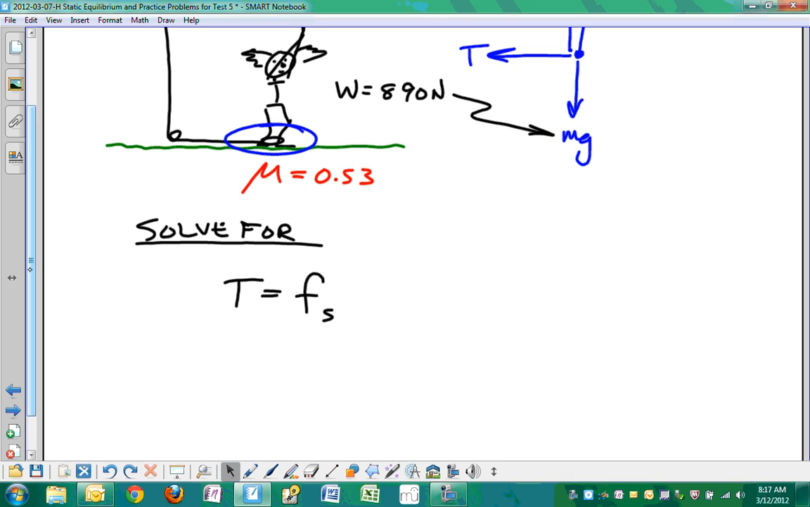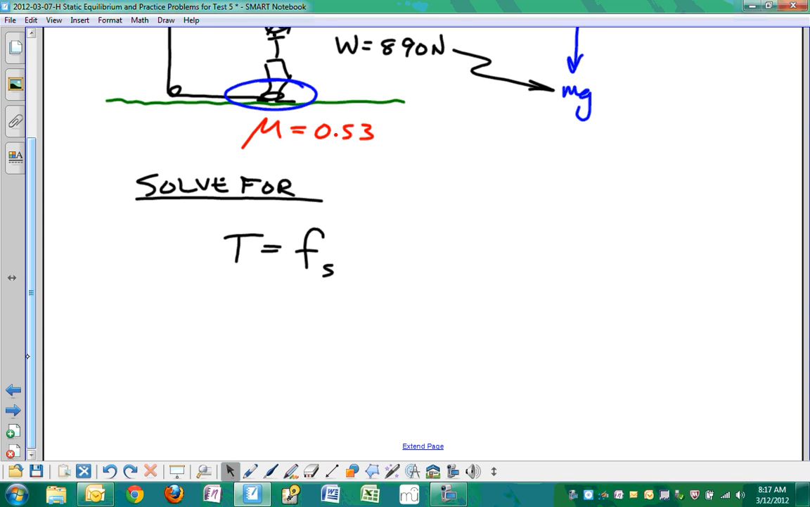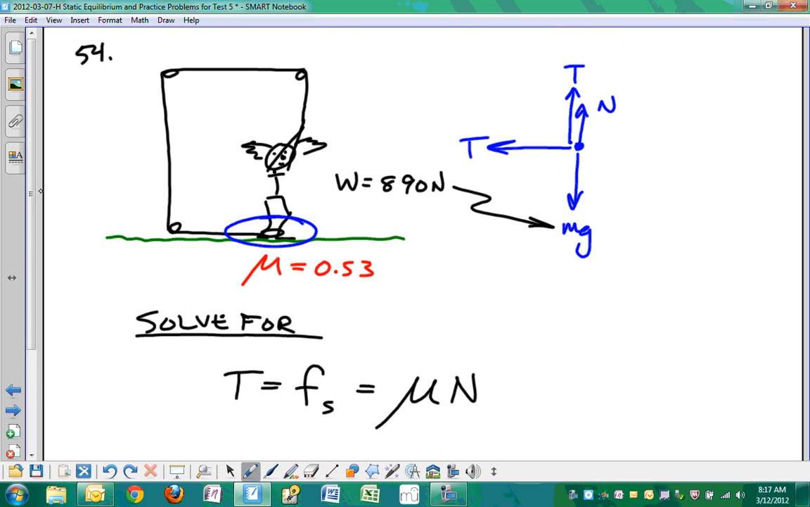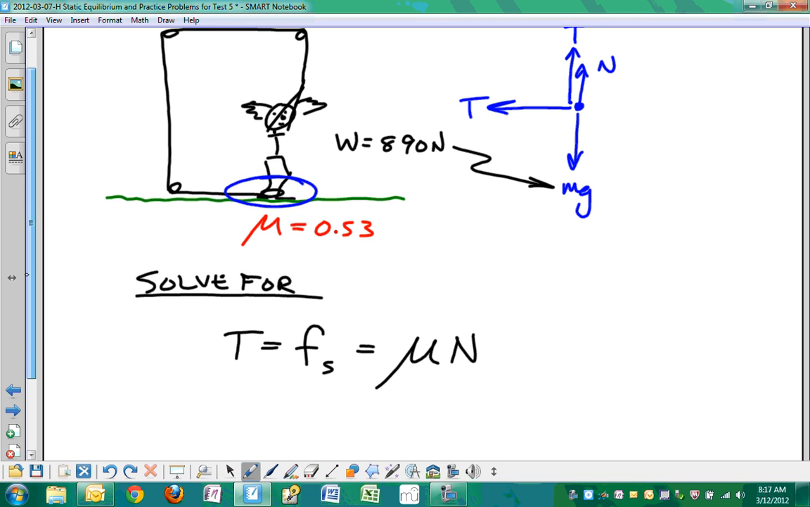All right. So static friction is going to be equal to what? Mu times normal force. And what is normal force going to be equal to? Now we're going to have to go to the free body diagram, aren't we? Okay? Normal force up here, what do we know about what's going on in the y direction?